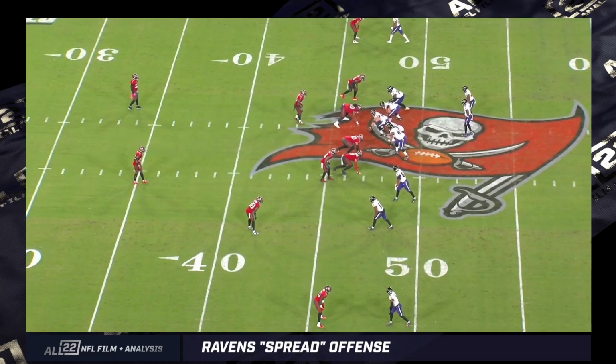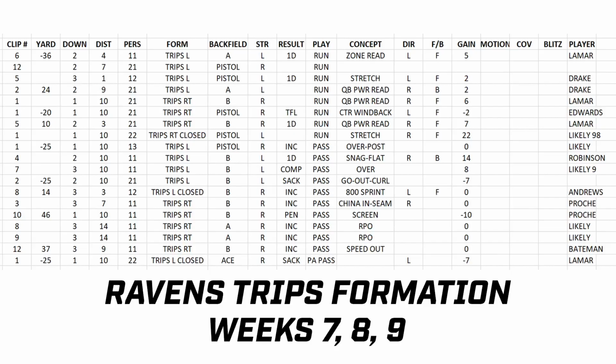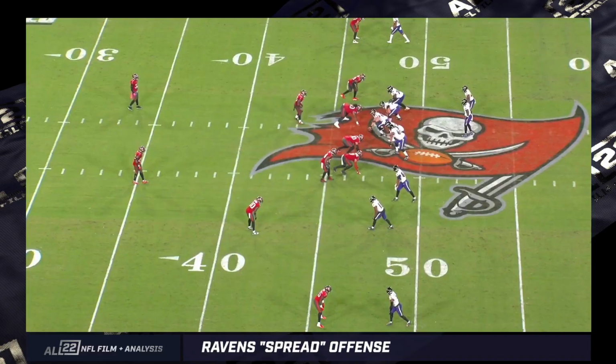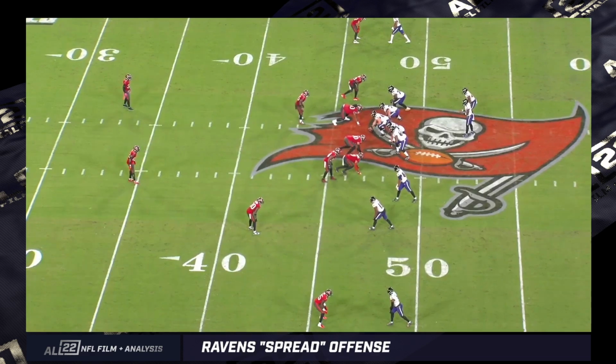You can refer back to this data too. I'll bring it back up. We are on snag flat to Robinson, about halfway down, I believe. That's what we're on. Because I showed you a couple from the Patriots games that are not in this database. So we have omitted those from the data that I'm showing you here. When I ran the query for the data for trips, I only ran it from weeks 7, 8, 9. I didn't utilize any weeks prior to that.